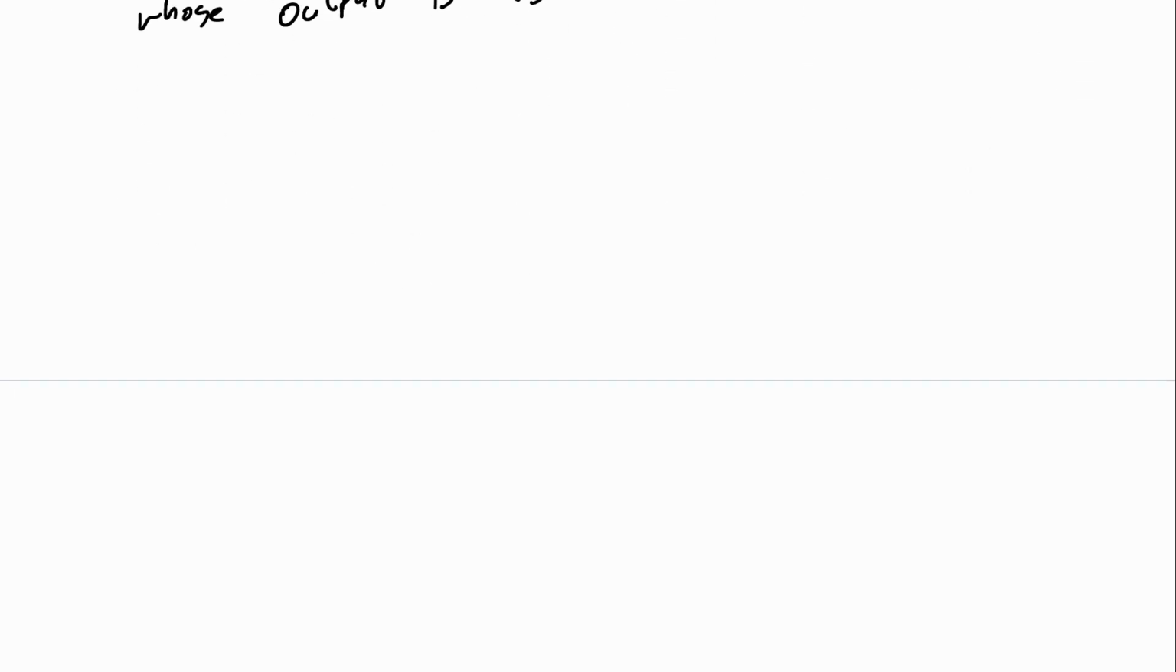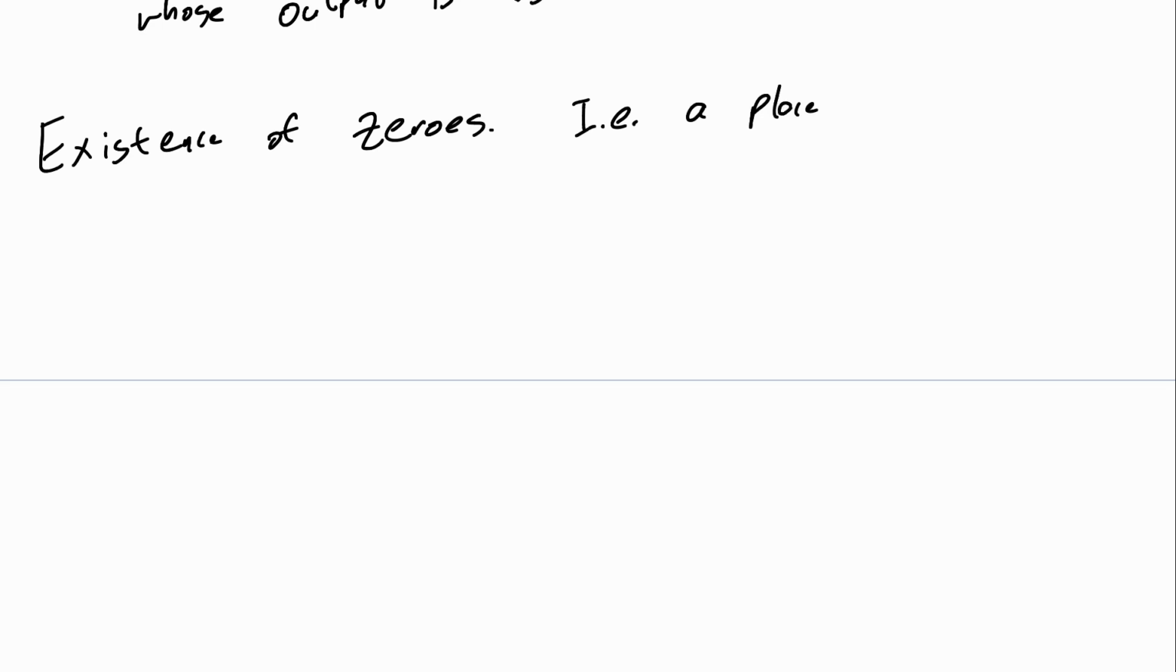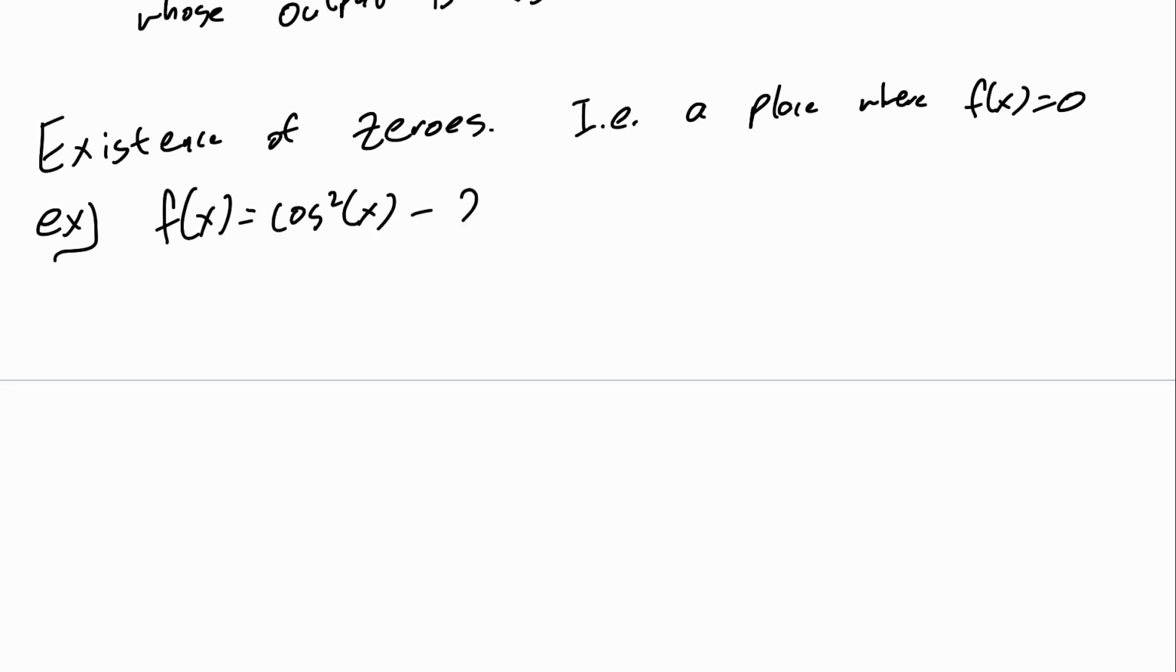One really cool thing about the intermediate value theorem is that we can use it to find zeros of a function. So we can use the IVT to show the existence of zeros. And when I say the existence of a zero, that means i.e. a place where f of x equals 0. Okay, so let's take a look at a kind of complicated function. Let's say f of x is cosine squared x minus 2 sine x over 4.